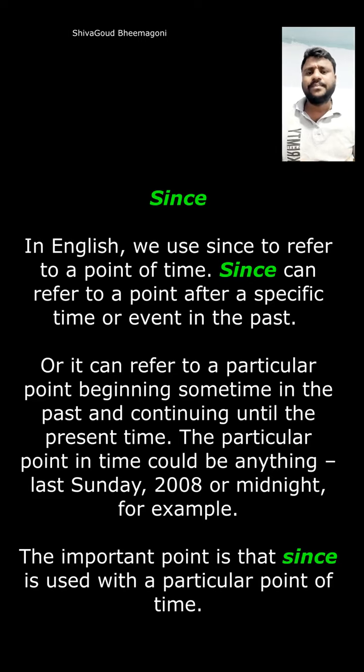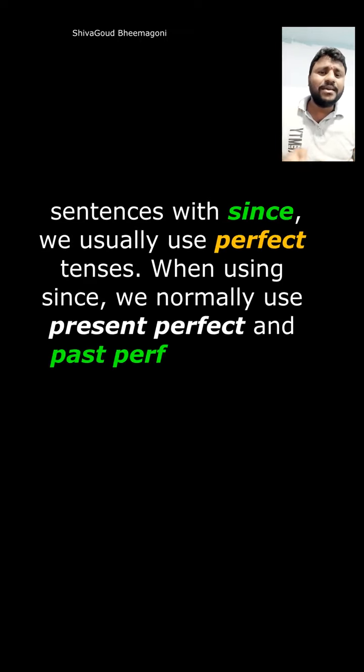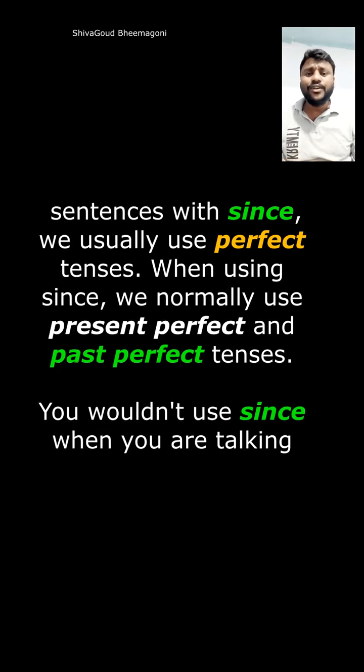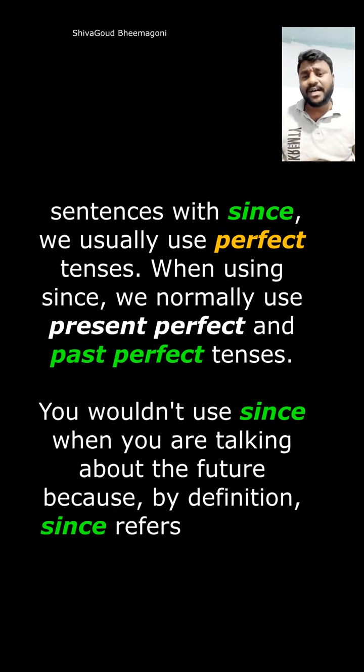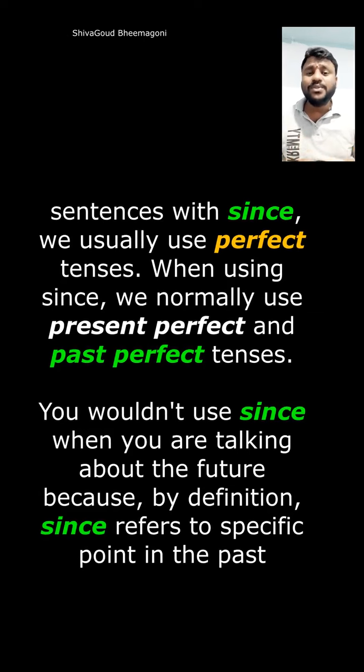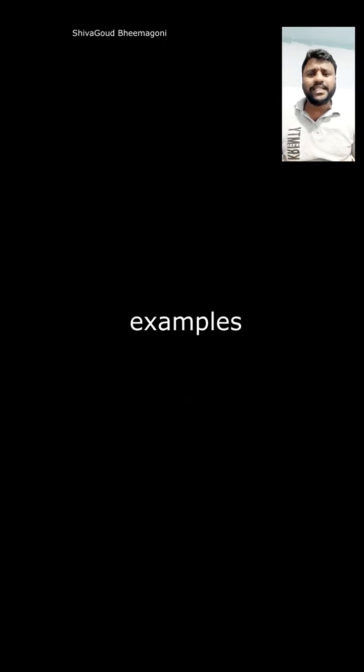These are the examples. The important point when you are using since is that it is used with a particular point of time. And sentences with since use particularly perfect tenses; we use since with present perfect and past perfect. We could not use since for the future because by definition since refers to a particular point of time in the past.